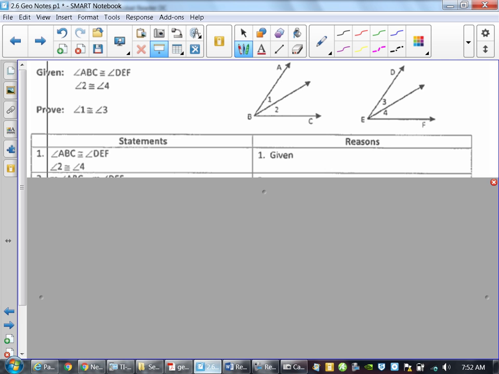I like that one. All right, anyway, so we've got angle ABC. The whole angle is congruent to angle DEF, the whole angle. Now, the other part of this, the next given statement for it was that angle 2 is congruent to angle 4. So I'm going to throw a double tick mark in at the 2 and at the 4. Everybody okay with that?